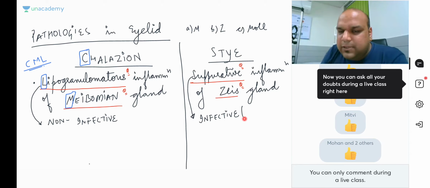If it is an infective condition, obviously they will ask you which bacteria is most commonly implicated in the causation. The most common bacteria implicated is Staphylococcus aureus, your favorite bacteria, guys. Now, as soon as I write this, because I've written infective, non-infective, I will ask you the treatment.